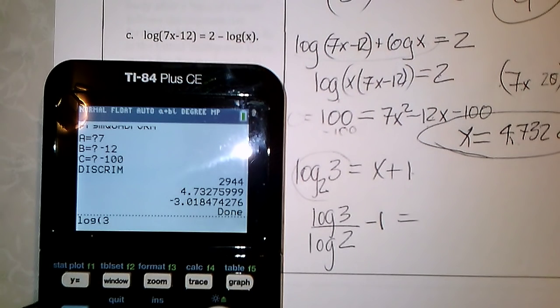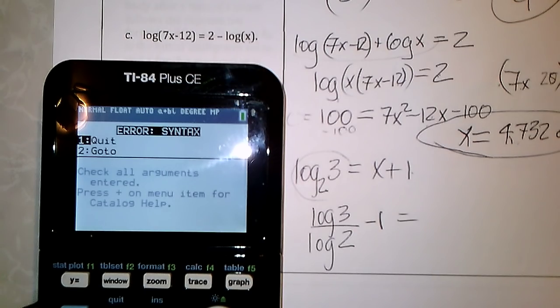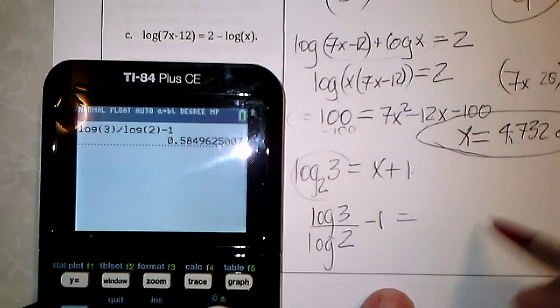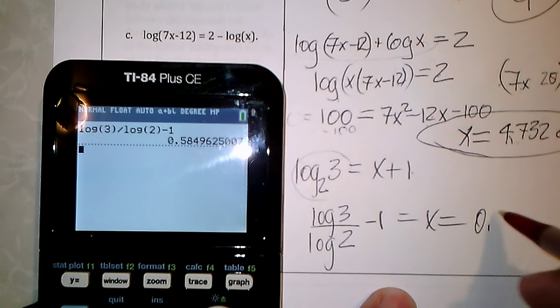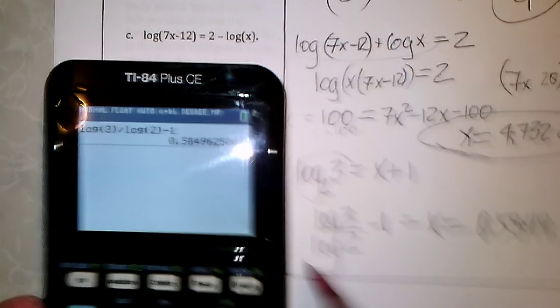so log 3 divided by log 2 minus 1, and I get x to be 0.5849, and so on. This would be the exact answer.